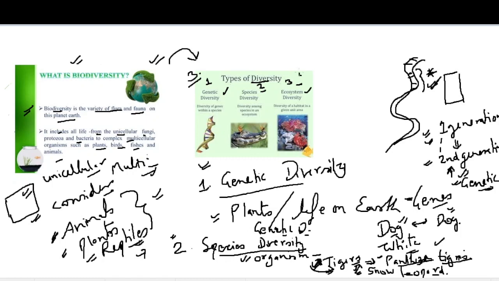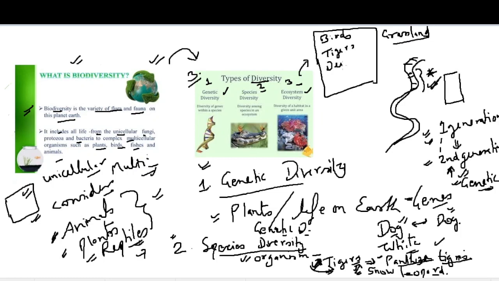Now what is ecosystem diversity? Ecosystem diversity is the diverse amount of species within an ecosystem. Take the example of a grassland ecosystem. A grassland ecosystem has birds, tigers, there may be deer, there may be grasshoppers.